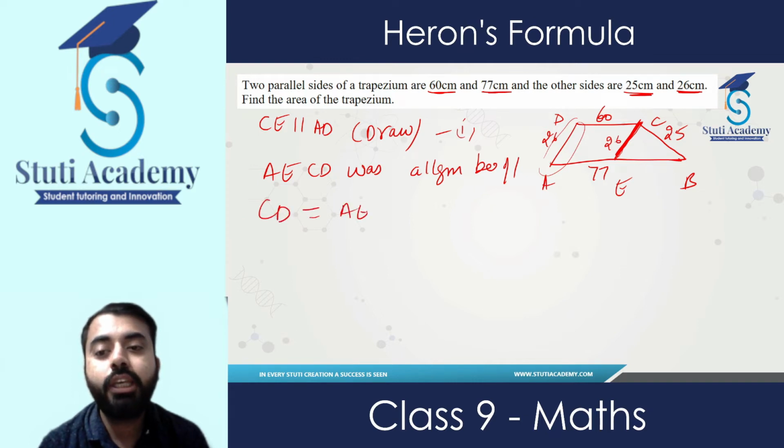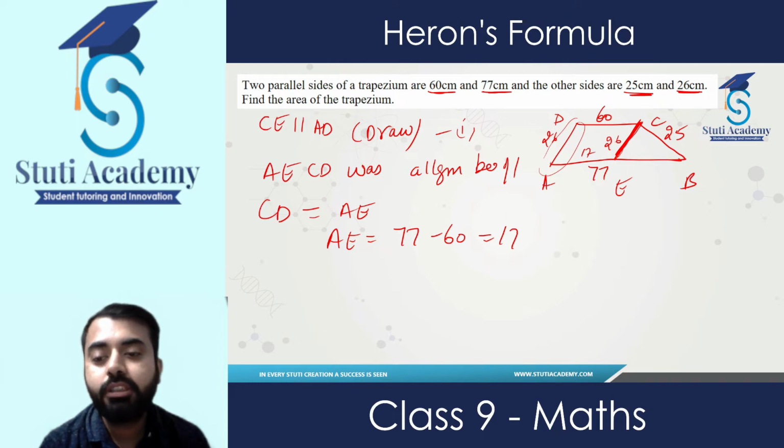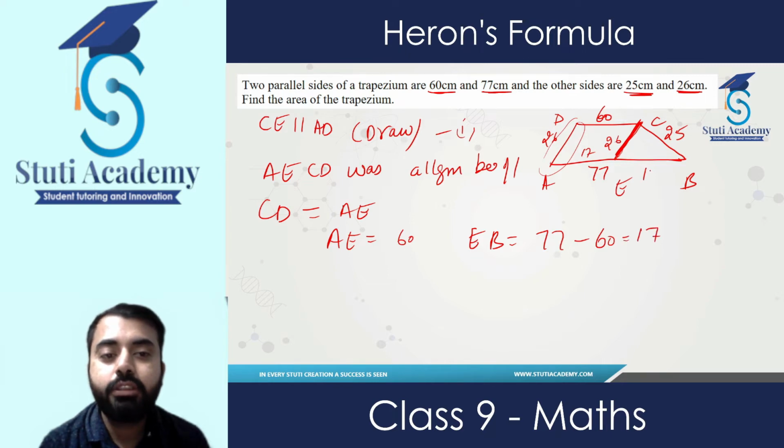CD must be equal to AE. Length of AE is now what? It will be 60. And EB will be 77 minus 60. You will be getting a 17. So this is 17, this is 60, right? Now I have this figure.